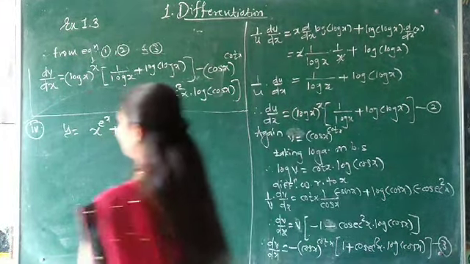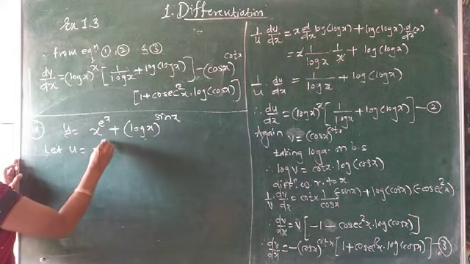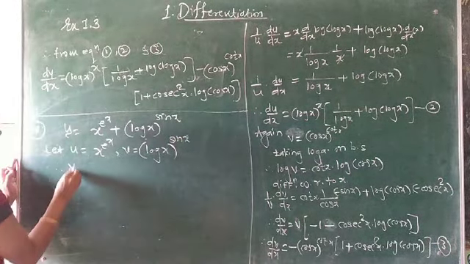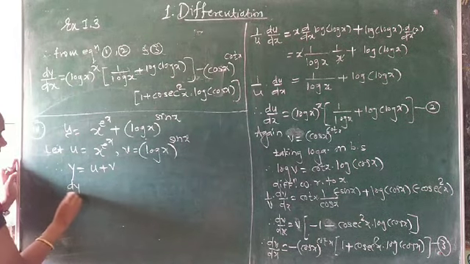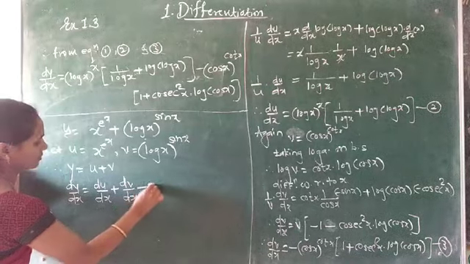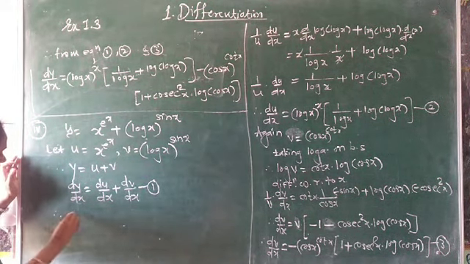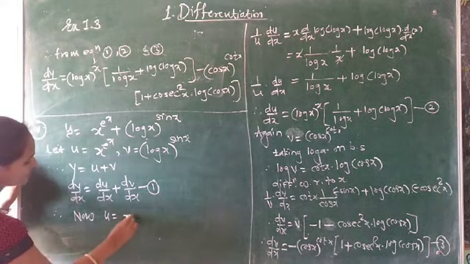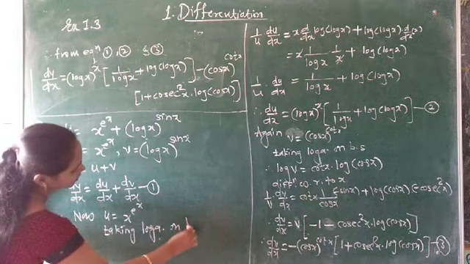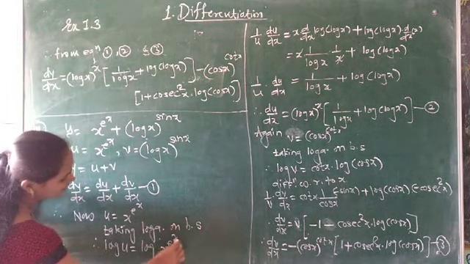Again here we can't apply logarithm on both sides because there is addition. So again let us consider that u is equal to x e raised to x and v is equal to (log x) raised to sin x. Then our function y is equal to u plus v. Therefore dy upon dx is equal to du upon dx plus dv upon dx. So this is equation number 1. Now finding du upon dx and dv upon dx, we have to take the derivative of this u and v. Now u is equal to x e raised to x. So taking logarithm on both sides, we get log u is equal to log of x e raised to x.